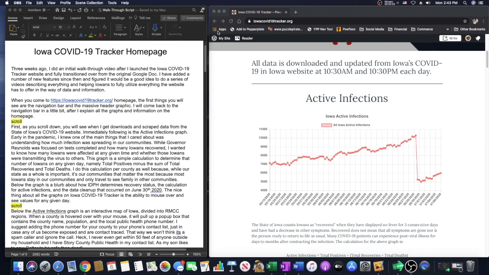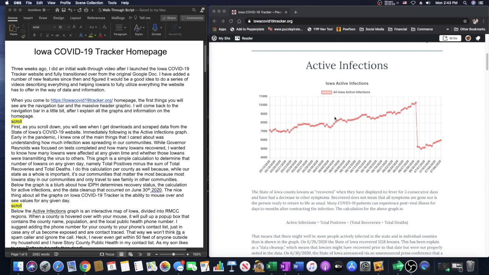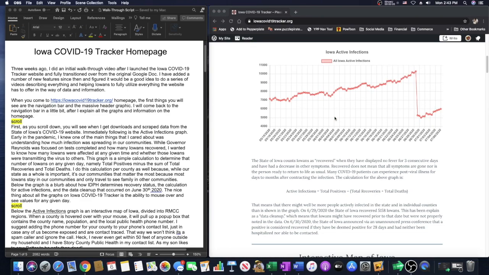I do this calculation per county as well because while our state as a whole is important, it's our communities that matter the most, because most Iowans stay in our communities and only travel to see family in other communities. Below the graph is a blurb about how IDPH determines recovery status, the calculation for active infections, and the data cleanup that occurred on June 30th, 2020. The nice thing about all of the graphs on the Iowa COVID-19 tracker website is the ability to mouse over and see the values on any given day.